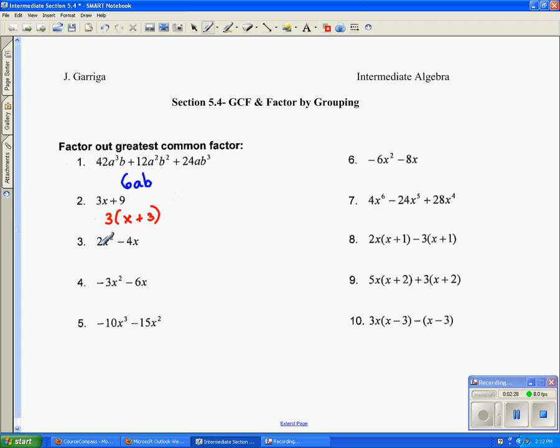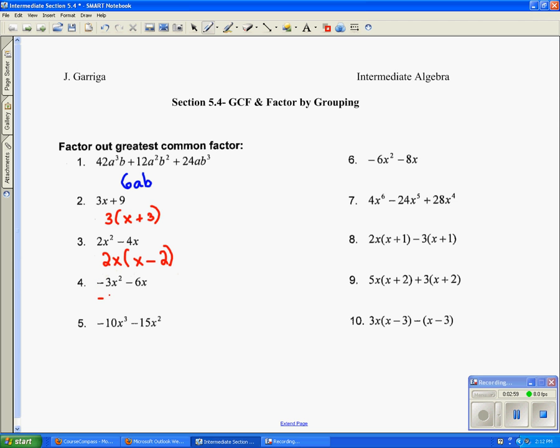Number 3, these both have a 2 and an X. Their common factor is a 2 and an X. If I divide a 2 and 1 X out of this, I have 1 X left over. Minus, if I divide this by 2, 4 divided by 2 is 2. And I take an X out of it, I just have that.